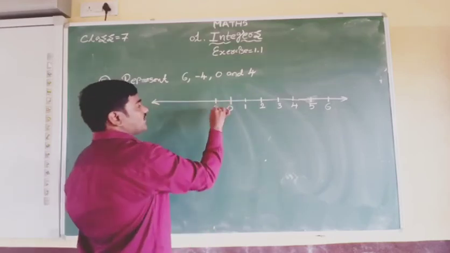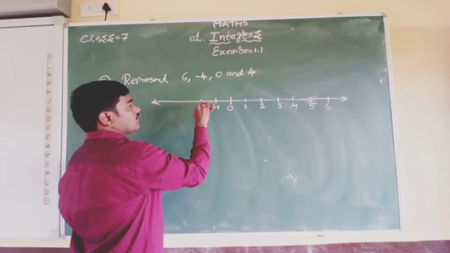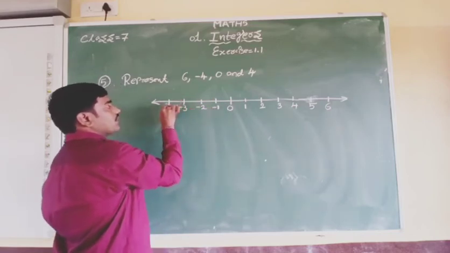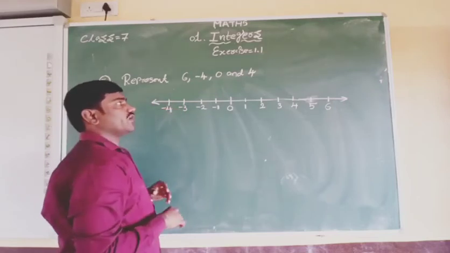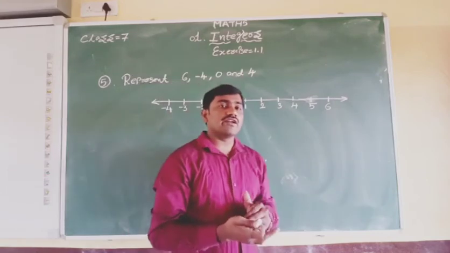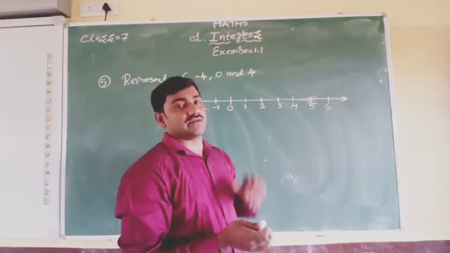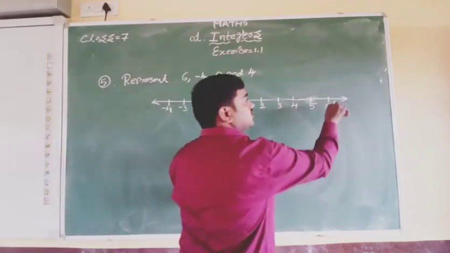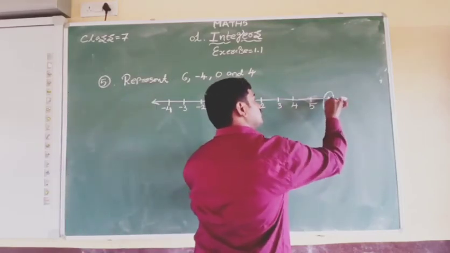Okay, come to this side. Now minus 1, minus 2, minus 3 and minus 4. I think this is also more than enough. We have till minus 4. So here we need to plot the given integers on this number line. So what have they given? Plus 6 first. Where is the plus 6 here? Just put a round dot here.